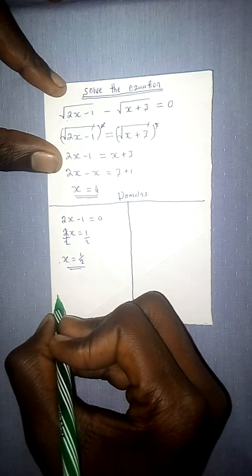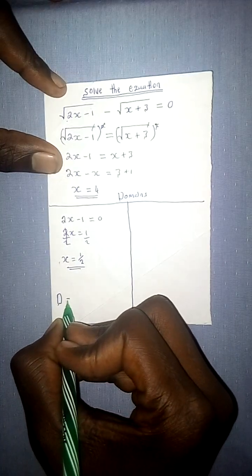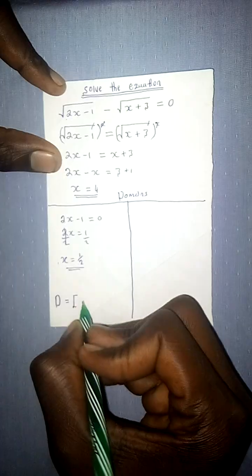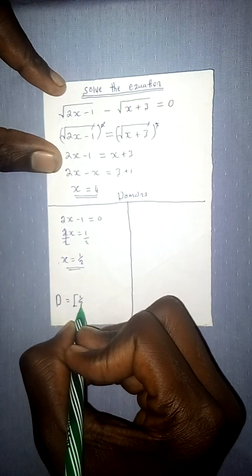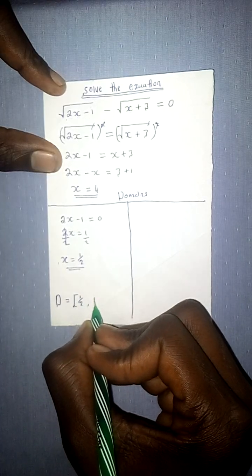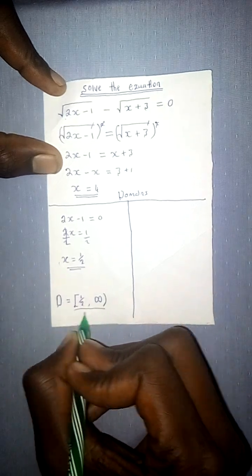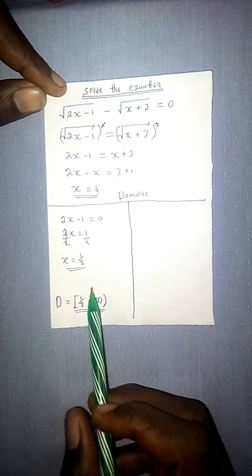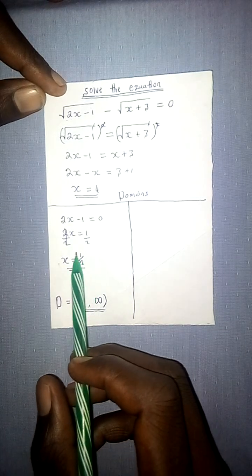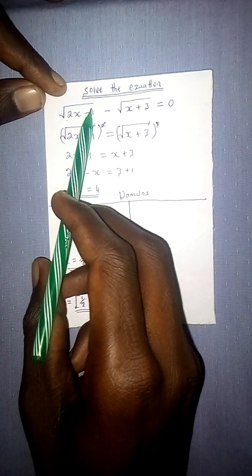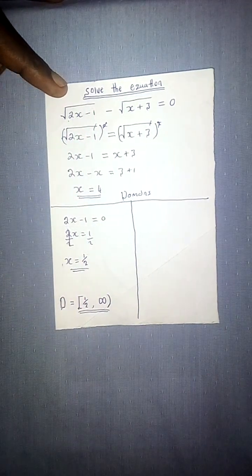In this case, the domain will be 1 over 2 all the way up to positive infinity. Why is it so? It's because when you get any number which is less than 1 over 2, this thing will not be valid. It will give you a math error.